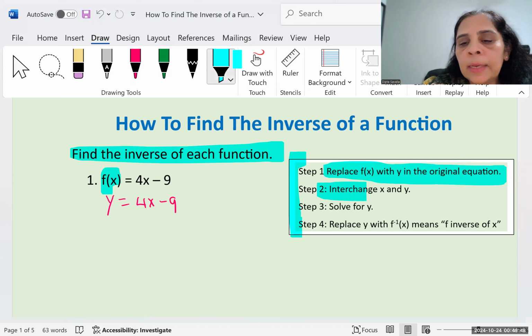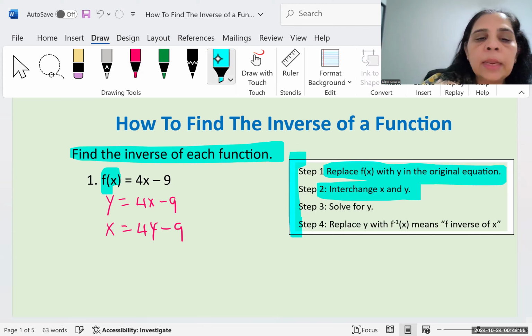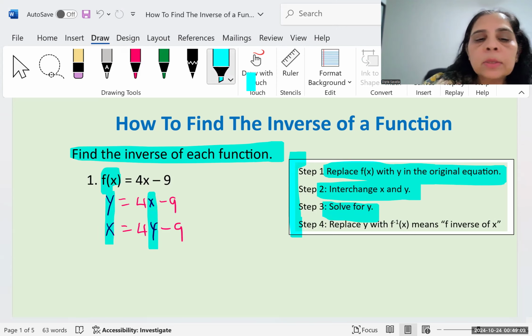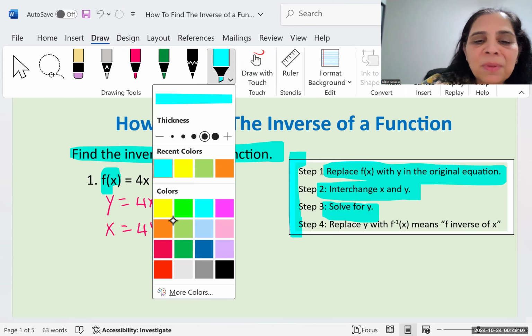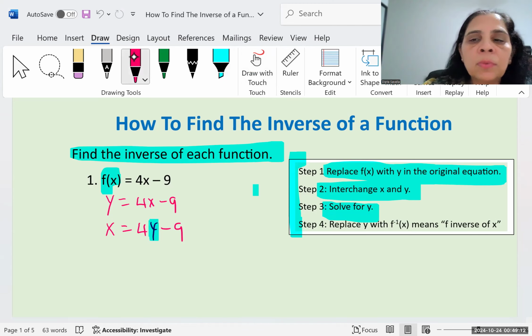The second step says interchange x and y. So we will write x equals 4y minus 9. Did you notice what we did? We just interchanged x and y. Next step, we have solve for y. What does that mean? It means we will try to keep y by itself, right? So we have to solve for y.